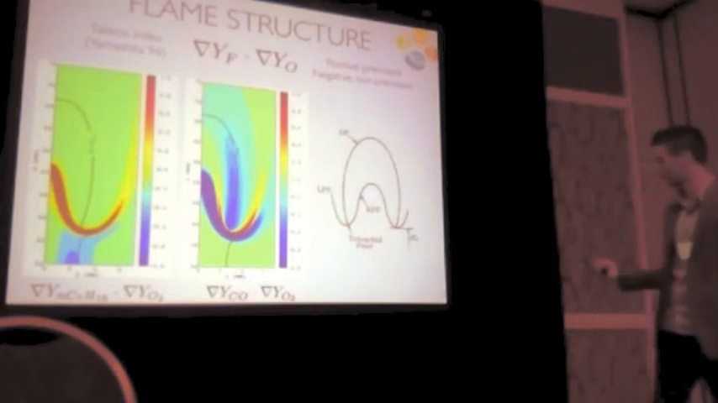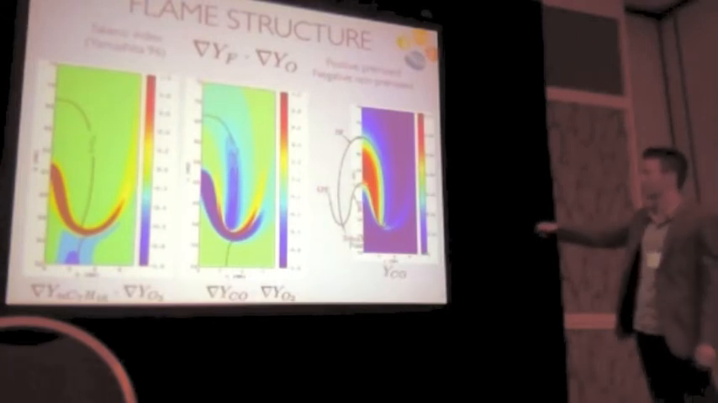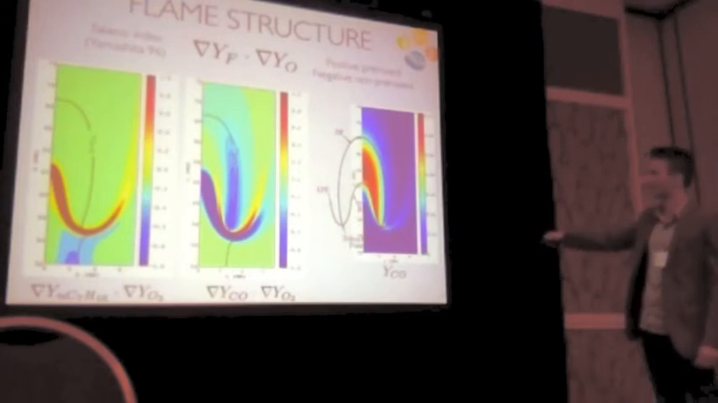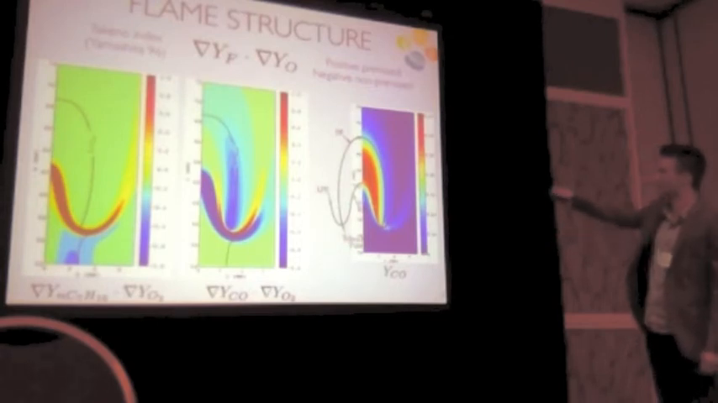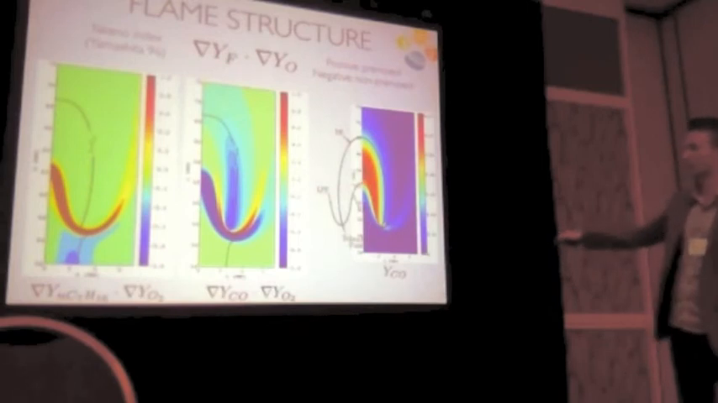Now to support this, you can see that the mass fraction of the CO is present mostly between the rich premixed flame and the stoichiometric value. Now you can see that the diffusion flame goes along the stoichiometric value.